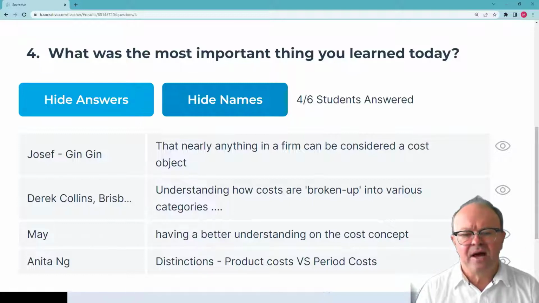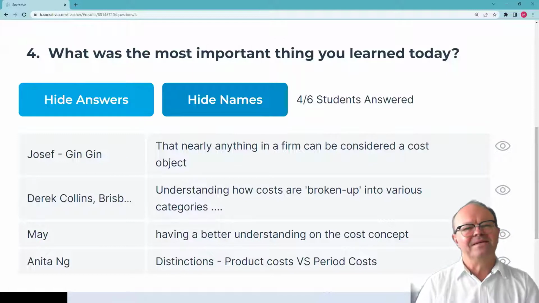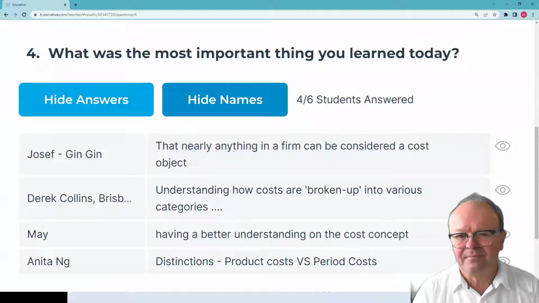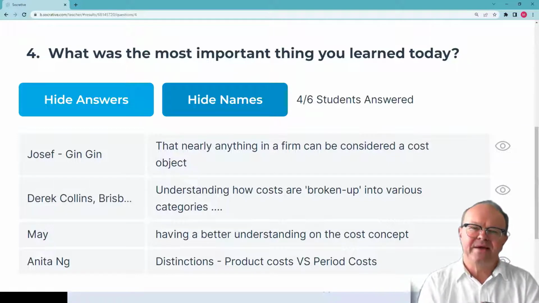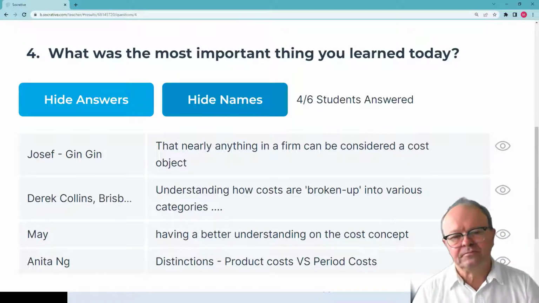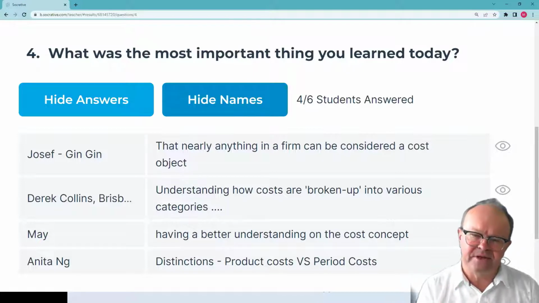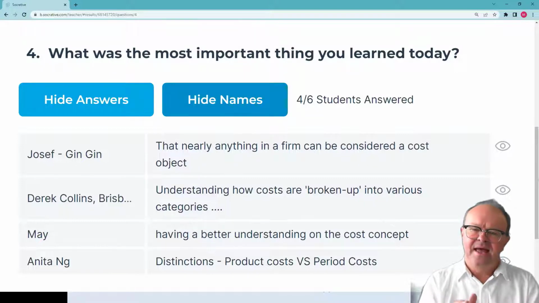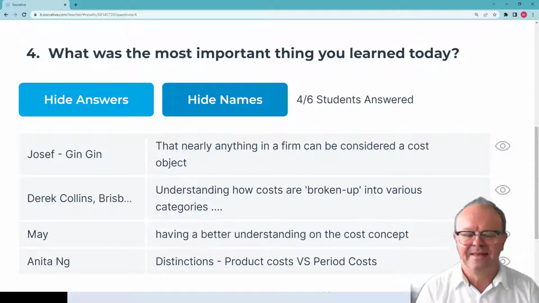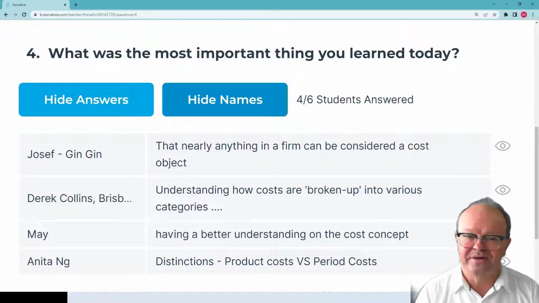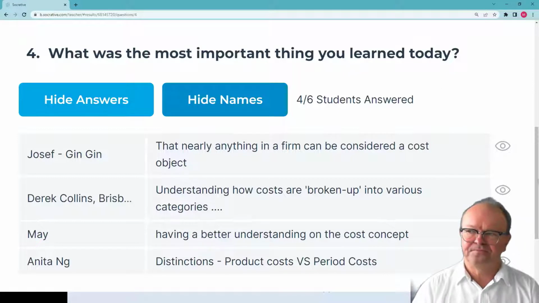Derek, understanding how costs are broken up into various categories. Yeah, this is great. This is how Teo Bach looked at it. And, as a first-year accounting student trying to make sense of this, having a bit of a framework can help. And this is how she made sense of it. And that can be helpful for quite a few people to think about the costs like this. And then you understand that there is a difference between period and indirect costs. Well, indirect costs are a product cost. They're attached to the product. Period costs are not.